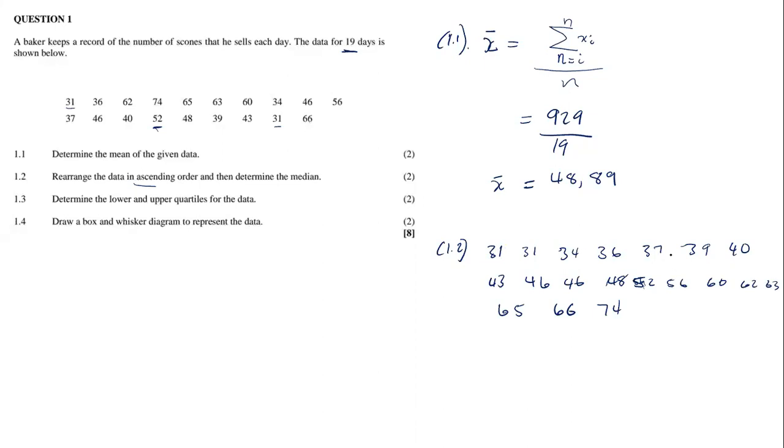1, 2, 3, up to 19. You wouldn't be able to determine your median if you don't arrange your data in ascending order. That's the reason, okay? For data like this, we say it's ungrouped data. When you want to determine your first quartile, your middle quartile, and your upper quartile, there are formulas that you can use.